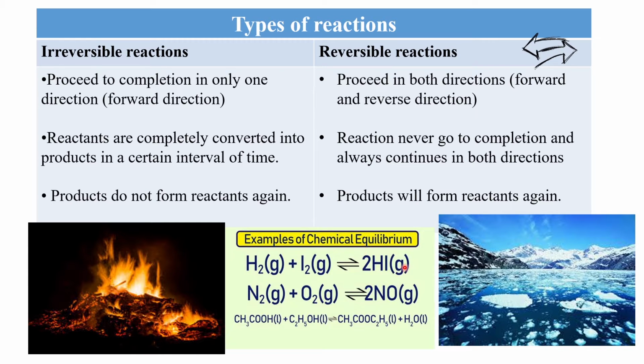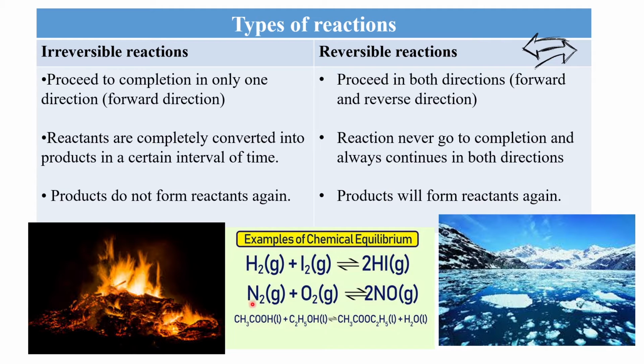This hydrogen iodide is an unstable product. It will actually decompose back to its reactants. When it decomposes back to its reactants, it is going in the reverse direction. So this reaction proceeds in both directions. The reactants are making product and product is making reactant. So this reaction will never complete.